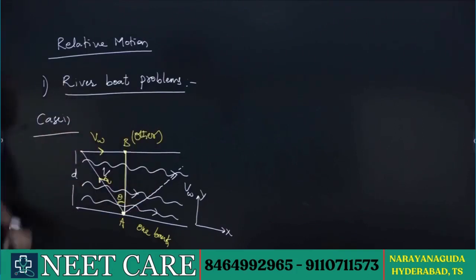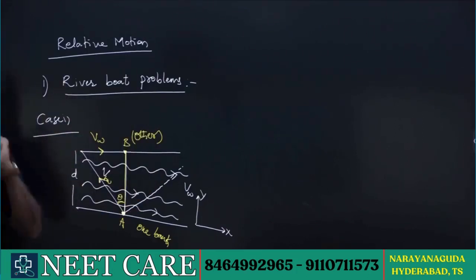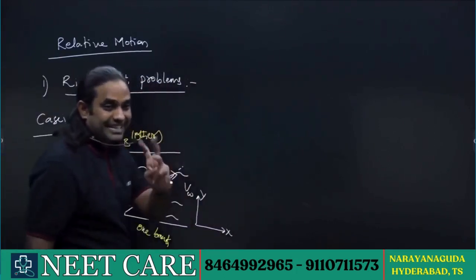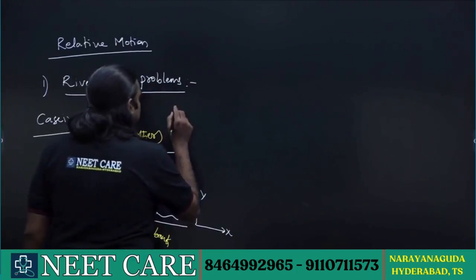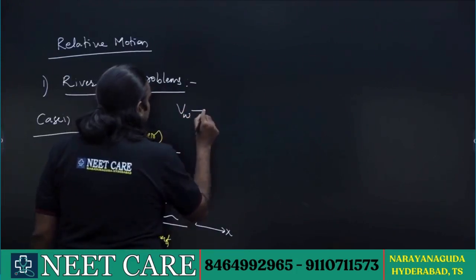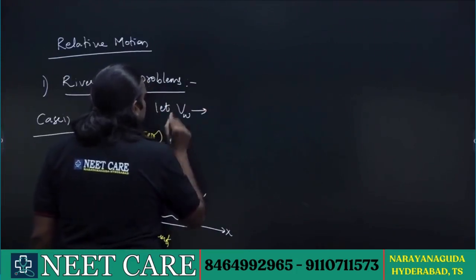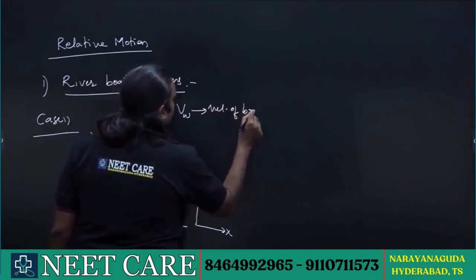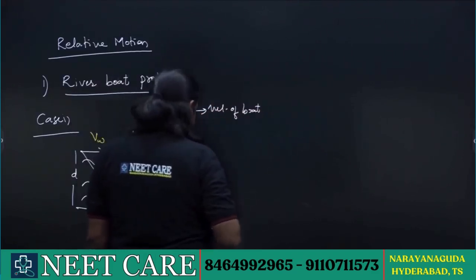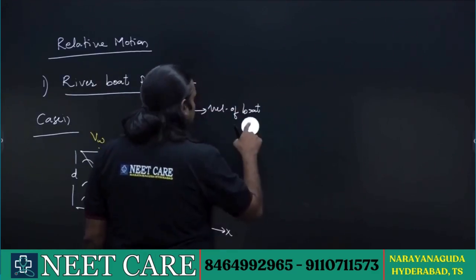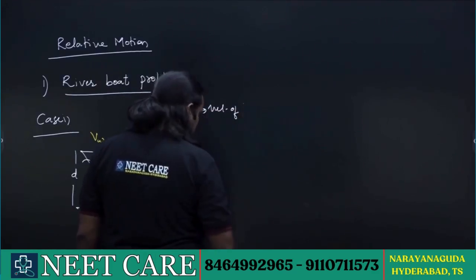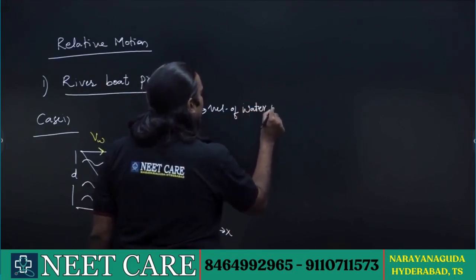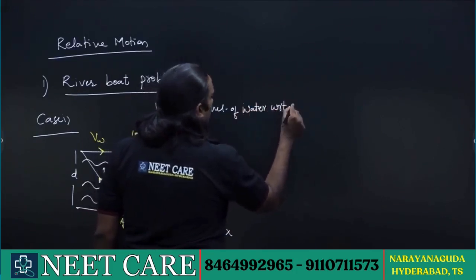Due to this, we can expect three types of velocities. While solving a problem related to river boat, you will expect three types of velocities. One is VW. Let us consider VW as the velocity of water. We have taken VW, no? So take the velocity of water here with respect to ground.